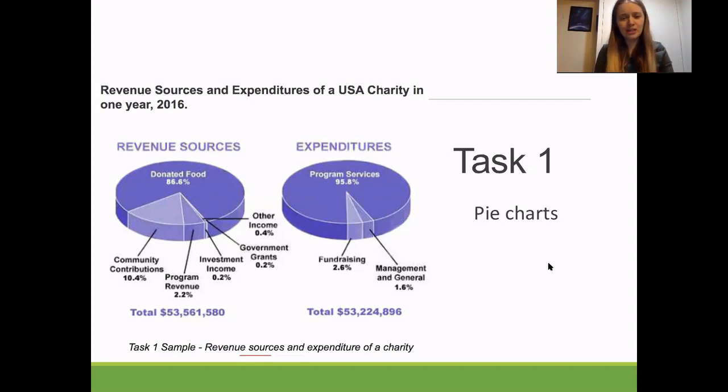And then the expenditures. So what do they spend their money on? Of course, you have to talk a lot about program services because that's their main thing. And then you will mention the smaller amounts as well. I said talk a lot about it. You don't have to talk a lot about it actually, but you have to mention it because it is the biggest piece of the chart. So you will be summarizing that information.